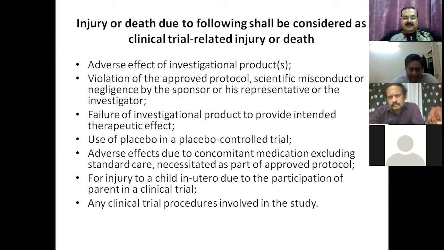There are adverse effects due to contamination, or concomitant medication excluding standard care necessitated as a part of the approved protocol. So if you give a drug and the additional drug has a reaction, you are liable to pay. If you didn't do a pregnancy test, included a woman in the trial, she becomes pregnant and the child in utero dies, you have to pay compensation.